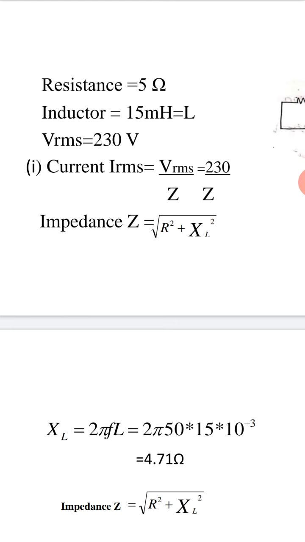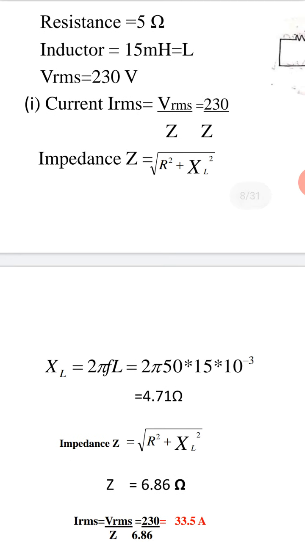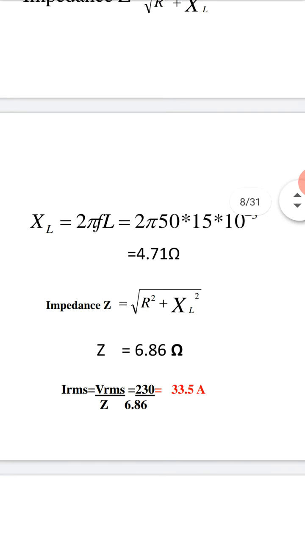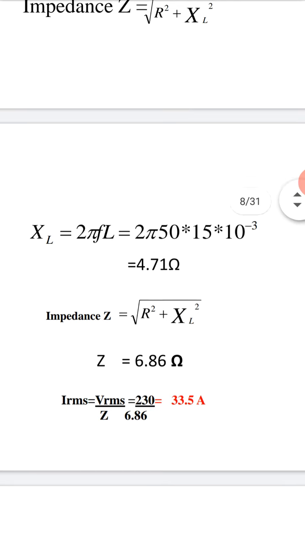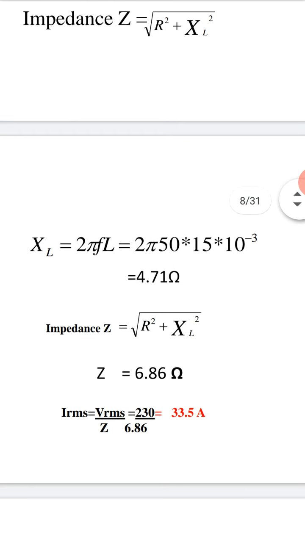You have to substitute as 15 into 10 raised to minus 3 because that is milli. But XL you will be getting as 4.71 ohm. Now therefore substituting R as 5 and XL as 4.71, impedance Z is equal to square root of R square plus XL square, that is square root of 4.71 square and 5 square. So Z is equal to 6.86 ohm.